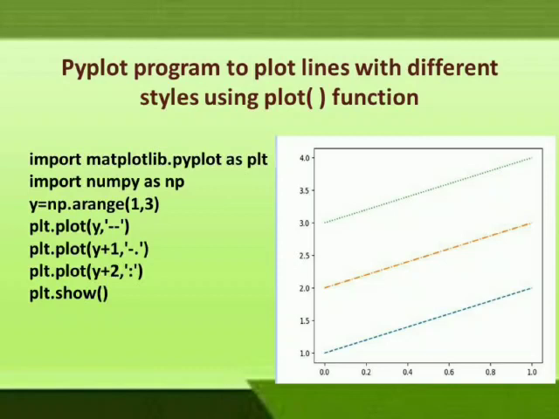In the next statement, plt.plot y plus 2, and then we are giving the colon. Colon is the abbreviation for a dotted line. So the third line, you can have a look, the third line is the dotted line. plt.show. The show function is used to display the graph.